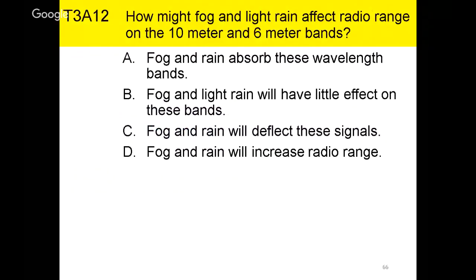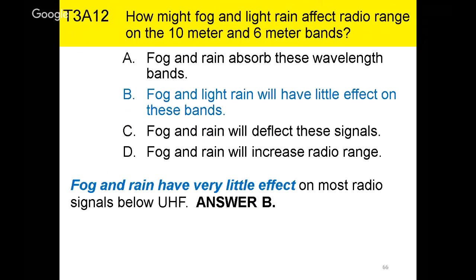How might fog and light rain affect radio range on the 10 meter and 6 meter bands? Keep in mind, we're talking 10 meters and 6 meters, and in actuality, that will have very little, if any, effect on most radio signals below UHF. When you get up into UHF, rain, precipitation, and fog can actually degrade the signals, particularly in microwave frequencies. But for 10 and 6 meters, a little bit of rain won't hurt anything.